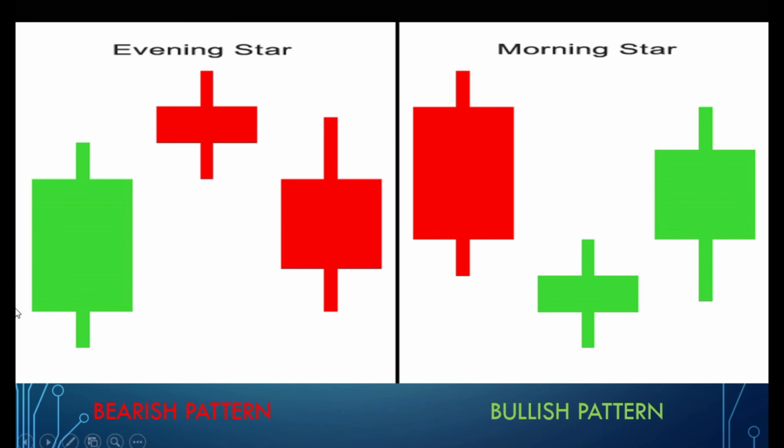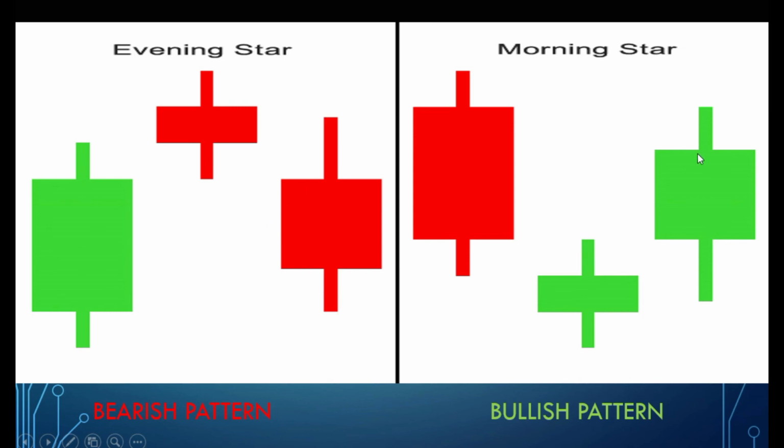So we'll see an evening star after an uptrend. So say there are 4 to 5 green candles showing an uptrend, and then a cross appeared or a small red body appeared. And then on the 3rd day, the price opened down with a gap and started moving downwards and closed below the 50% mark of the first body. This is again important. Closing below the 50% mark of the first body. Then it's called the evening star.